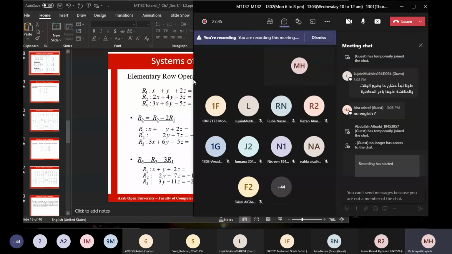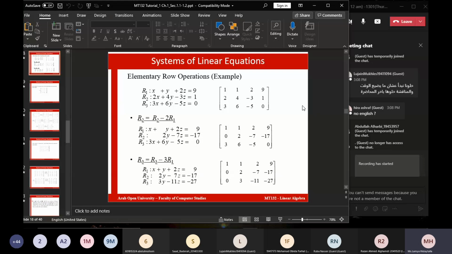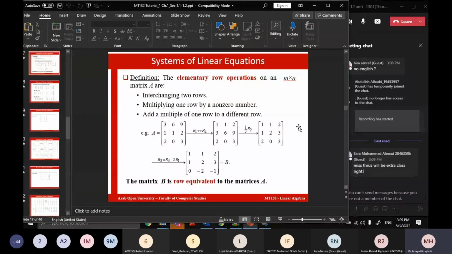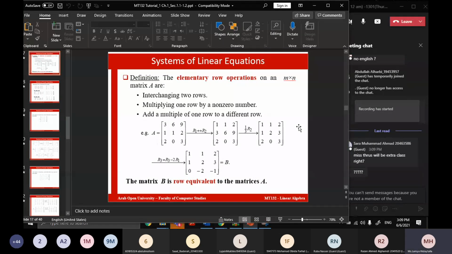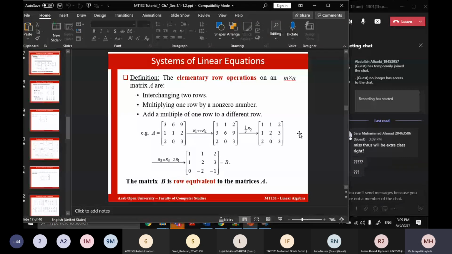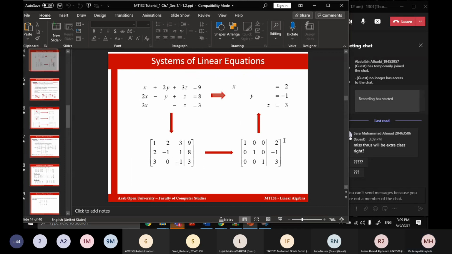We are doing chapter 1, which is systems of linear equations. In our previous class, we learned what we mean by a linear equation and systems of linear equations. And we knew that in this chapter, our aim is to solve systems of linear equations using linear algebra, actually using matrices.